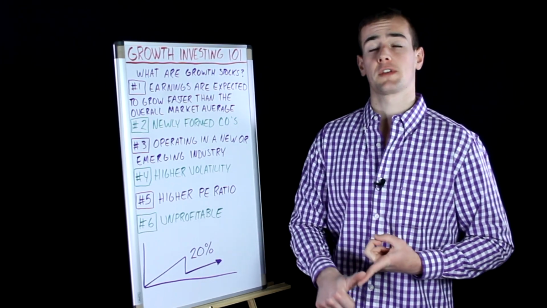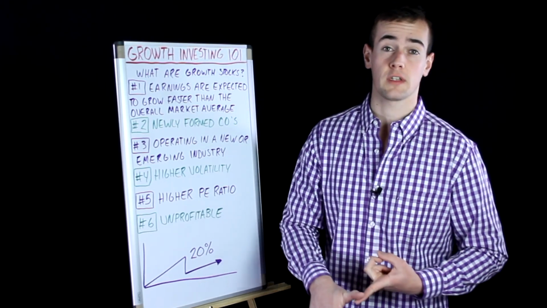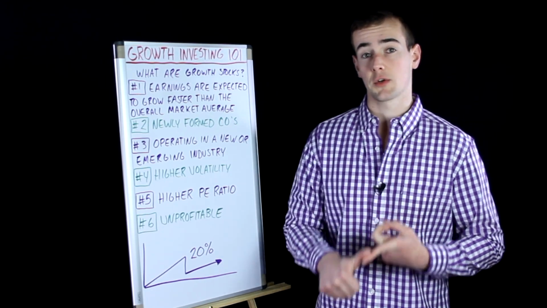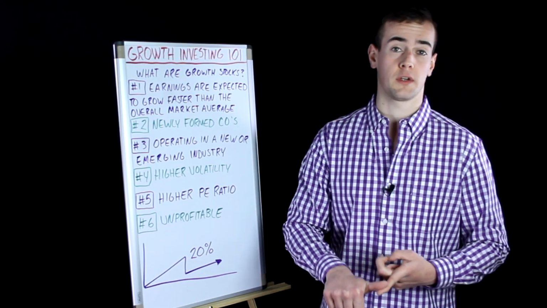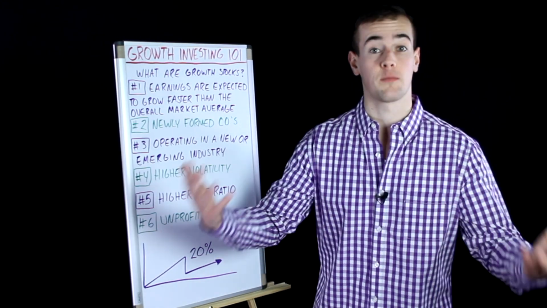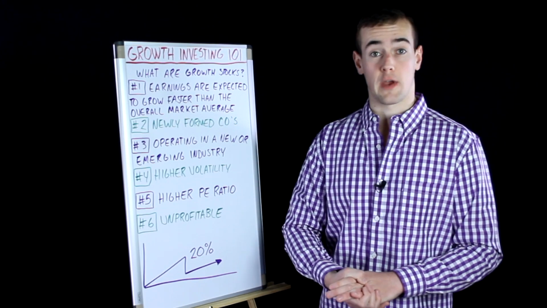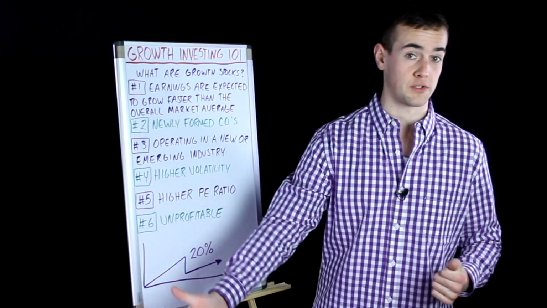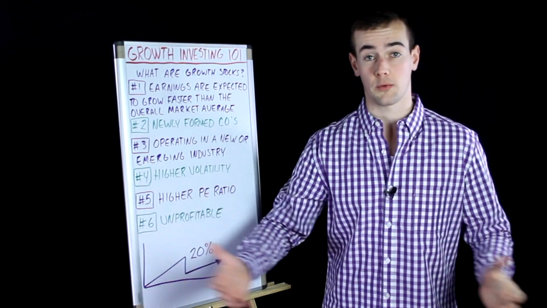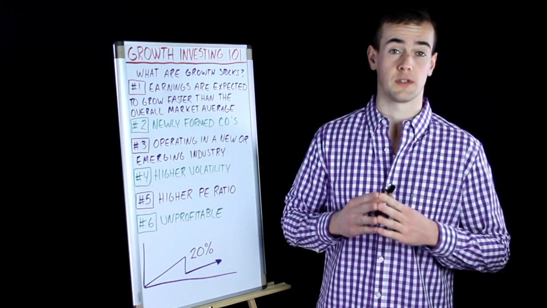But the first characteristic of a growth investment is that the earnings of this company are expected to grow at a faster rate than the overall market average. So if company earnings overall were growing at a rate of 5% per year, a growth investment would have earnings that were growing at a faster rate. Maybe their earnings are growing at 10% per year, or 15 or 20% per year. So that is what a growth investment is.